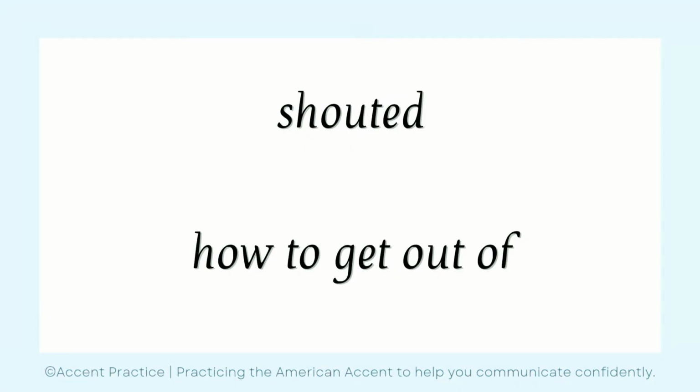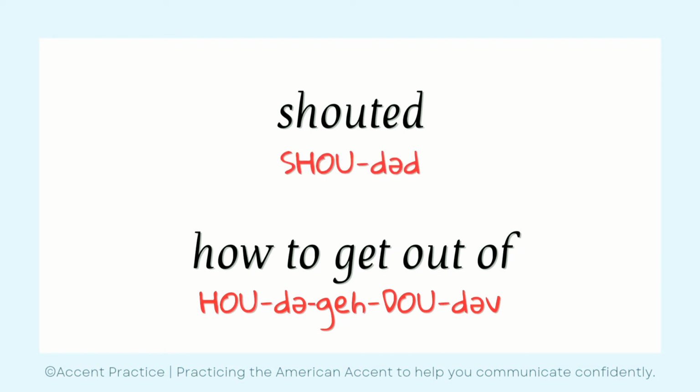This is a great scene to imitate because it starts with the basic flap T example, shouted, and then ends in some complex flap T's that appear from reducing and linking the phrase how to get out of. We'll cover each one in depth. Let's start with shouted. It has a flap T because it's between 2 vowel sounds, an ow and a schwa.